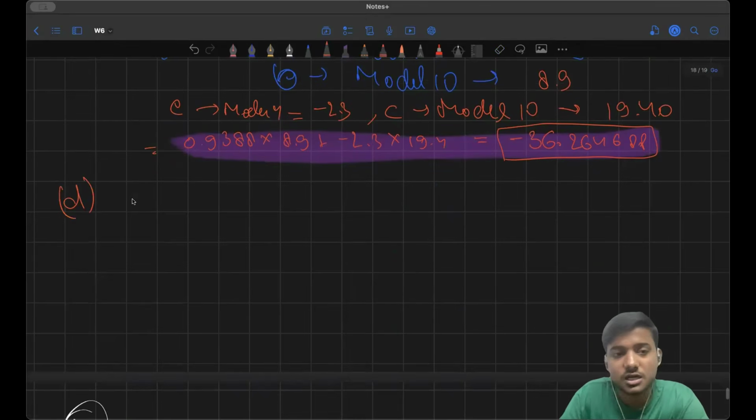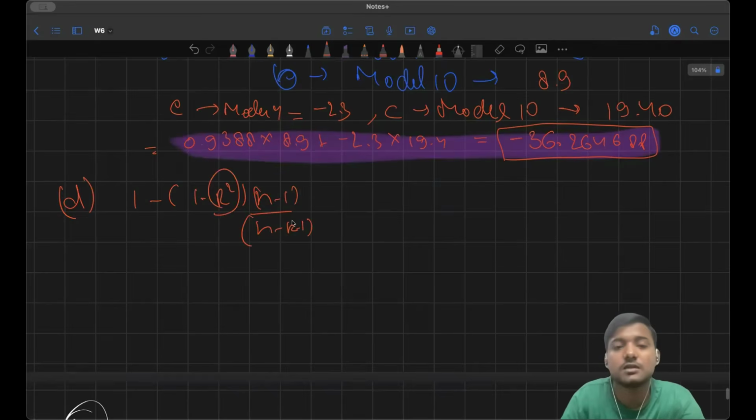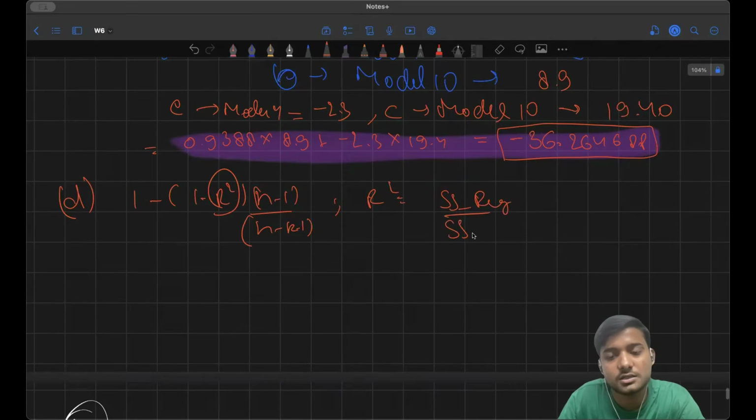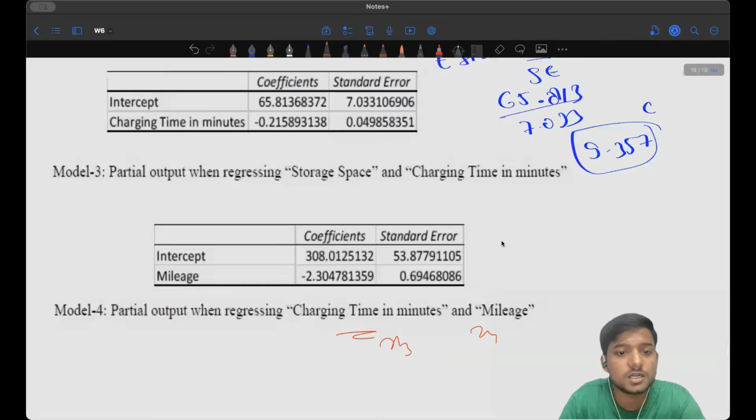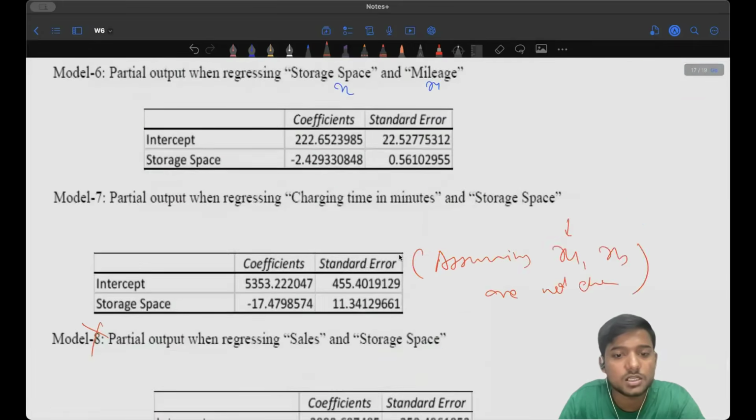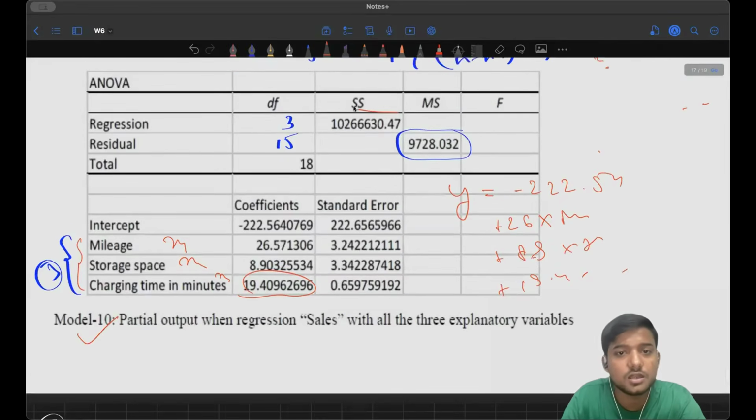Okay, adjusted R square is what? 1 minus R square, n minus 1 over n minus k minus 1, right? If I get access to R square, we can get that. What is R square? R square is SS regression by SS total. Do we know sum square regression? Is that given in model number 10? So I go back to model number 10, sum square regression. Yes, sum square regression is given, this thing. So I have that thing.